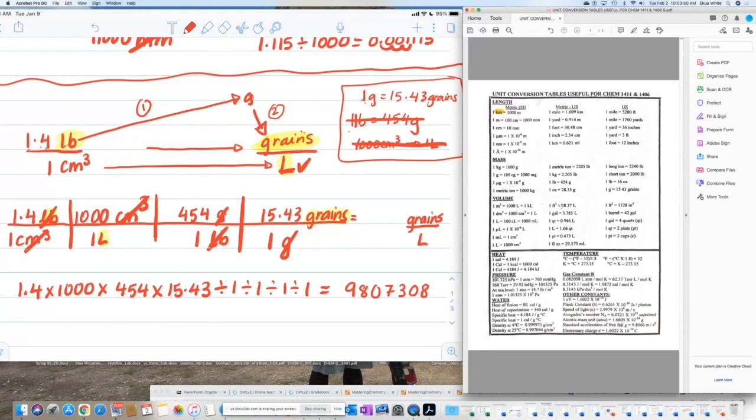9807308. We're going to take a big number and round this. So we're going to round based on significant figures, and then we can choose to write our answer also in scientific notation, okay? So my original given number is two significant figures. So my answer has to be two significant figures. So only two numbers here are going to remain.